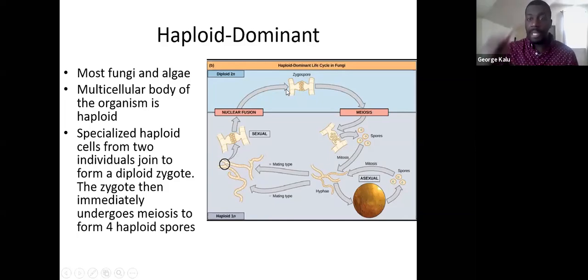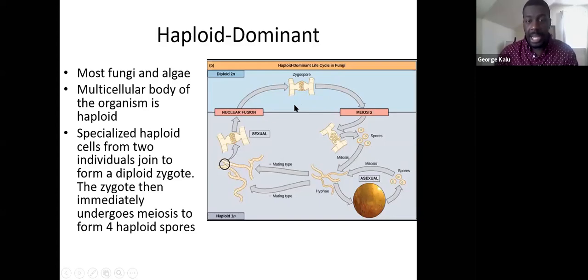Once we form this zygospore, the zygote then immediately undergoes meiosis and forms these haploid spores. Then from there, these haploid spores go through mitosis and form more of these little hyphae, which are almost like the roots for fungi. And then they go through this whole process all over again. So the majority of this lifespan is spent having haploid cells, and it spends a very short amount of time as a diploid organism.